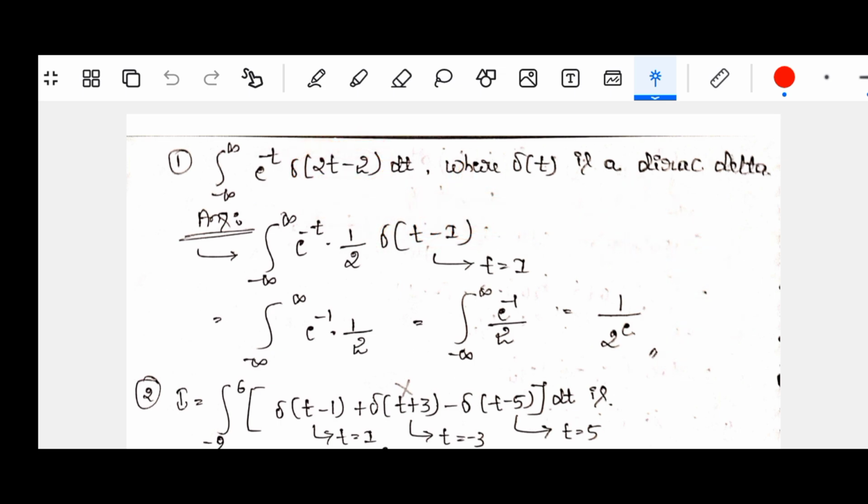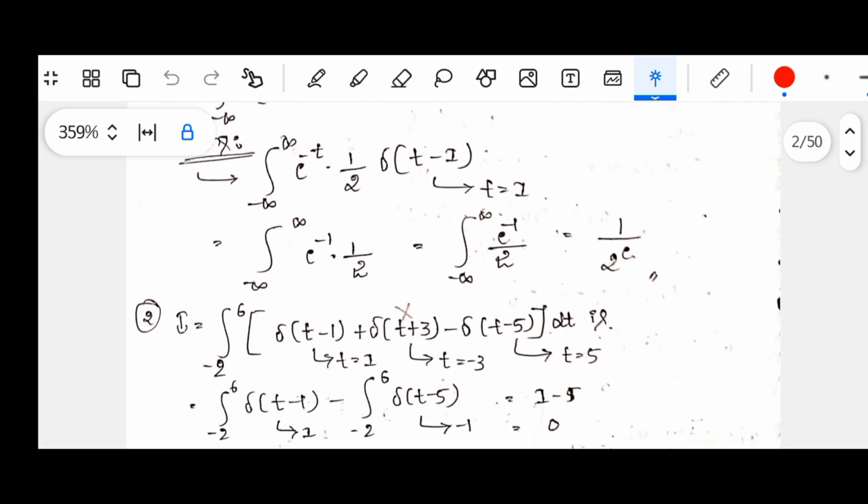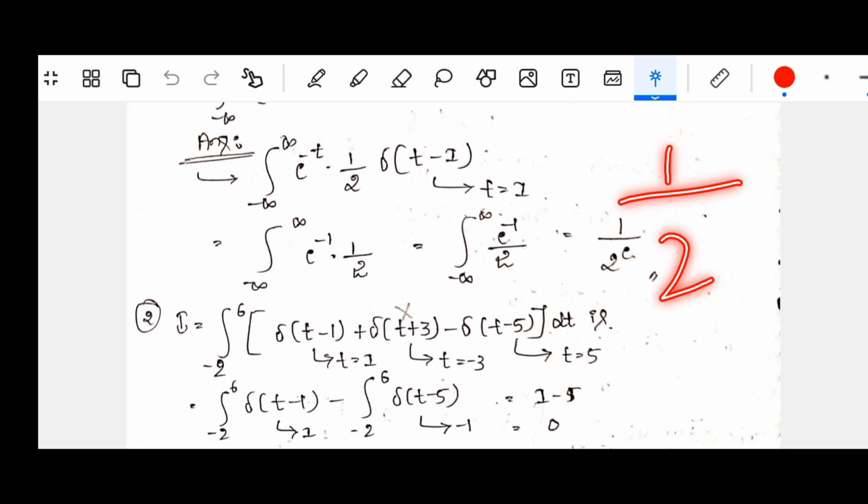So put t is equal to 1 in the given equation. Integration from minus infinity to plus infinity of e to the power of minus t into 1 by 2 delta of t minus 1. Put 1 in the place of t: e to the power of minus 1 into 1 by 2. So e to the power of minus 1 by 2. Therefore the final answer will be 1 divided by 2 into e to the power of minus 1.